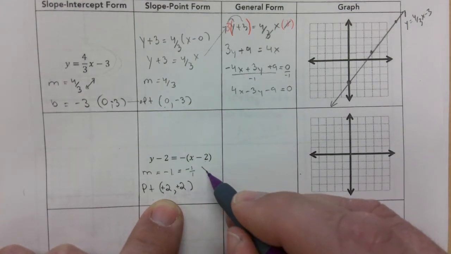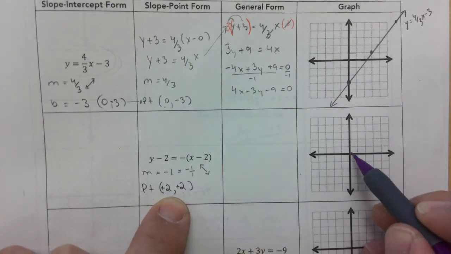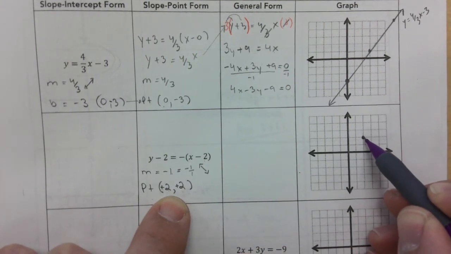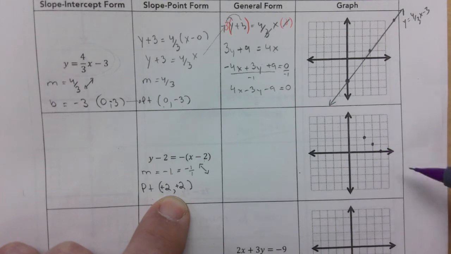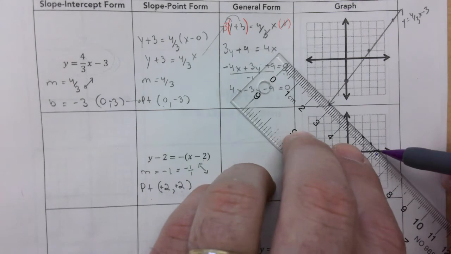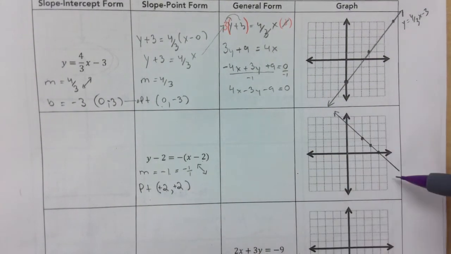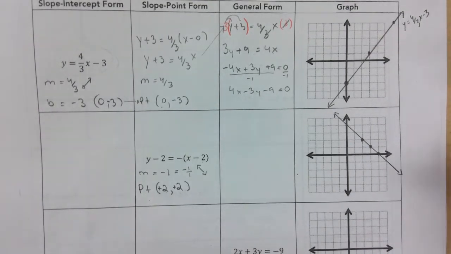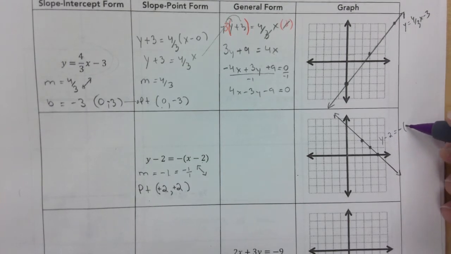I know that my line is going to go down because I have a negative slope. Okay, so let's go find the (2, 2). (2, 2) is right here. And you have a slope of -1, 1, -1, 1, and so forth, right? 3 points. Connect them, make sure you extend it. Don't stop because then it's a line segment, right? And this is the line y minus 2 is equal to -x minus 2.